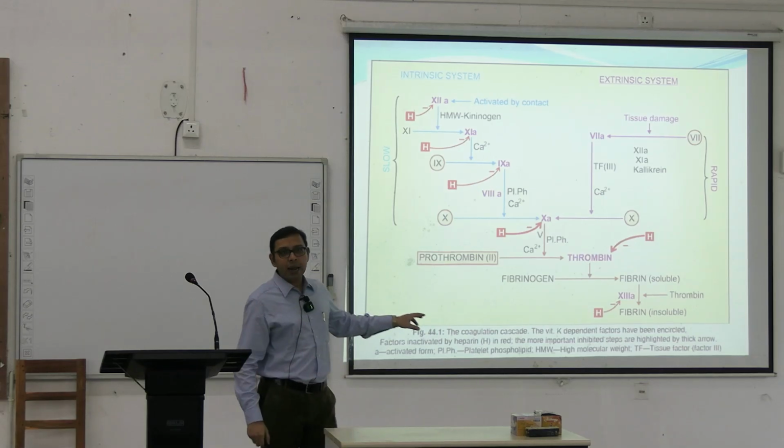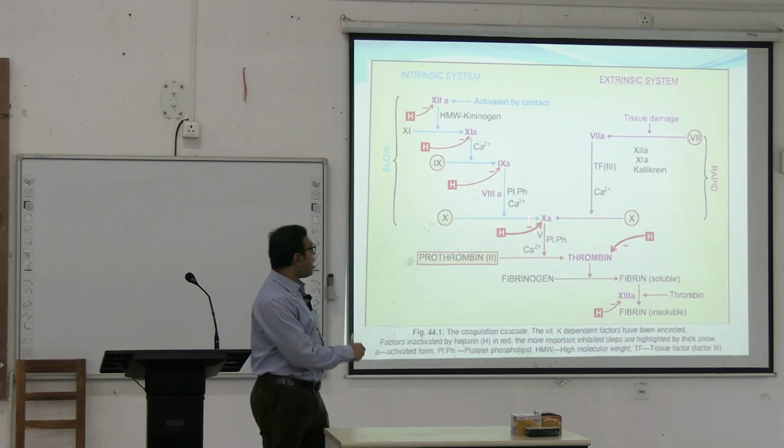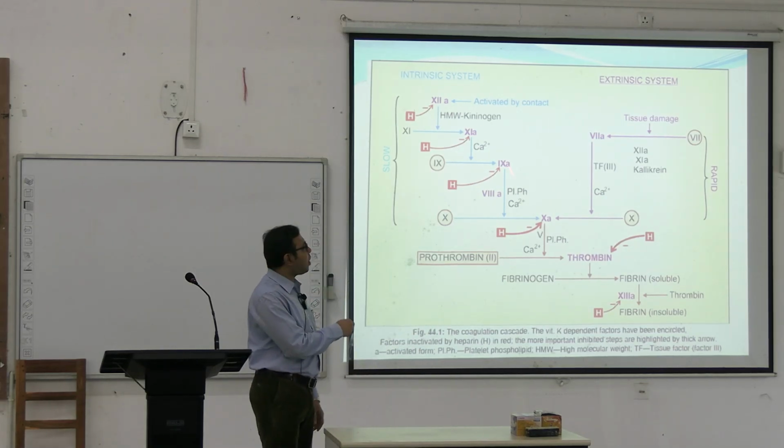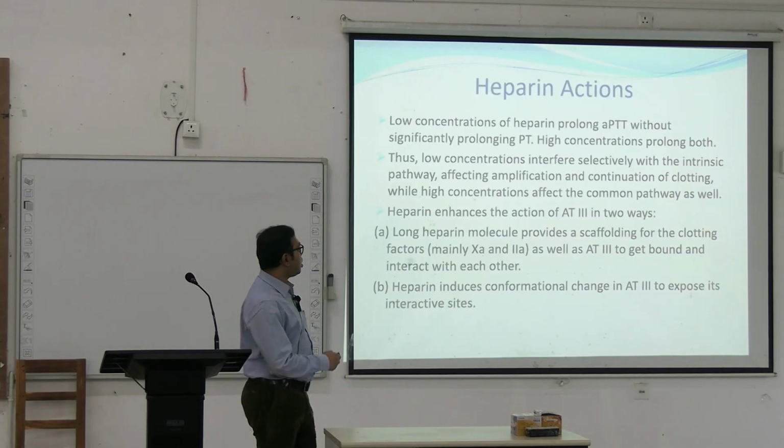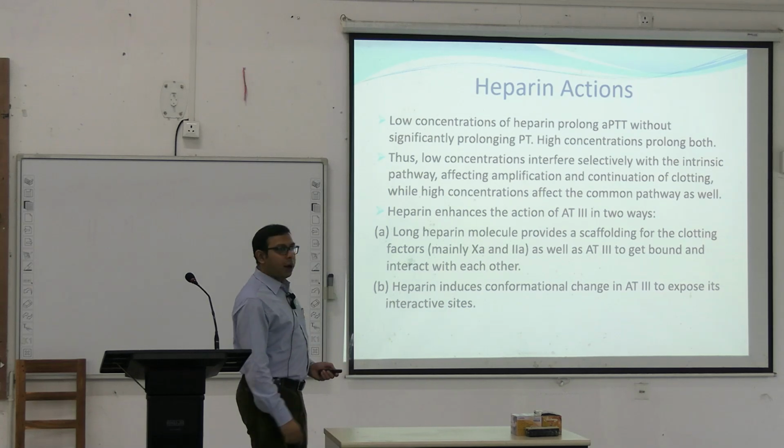These two are the main areas where the heparin acts, and in the upstream it also blocks different other areas. You can see factor 13, factor 12, 11, 9, etc. So how does this heparin mainly act?